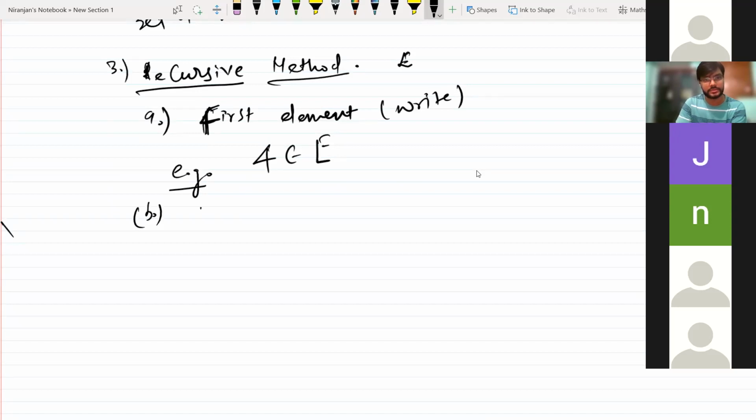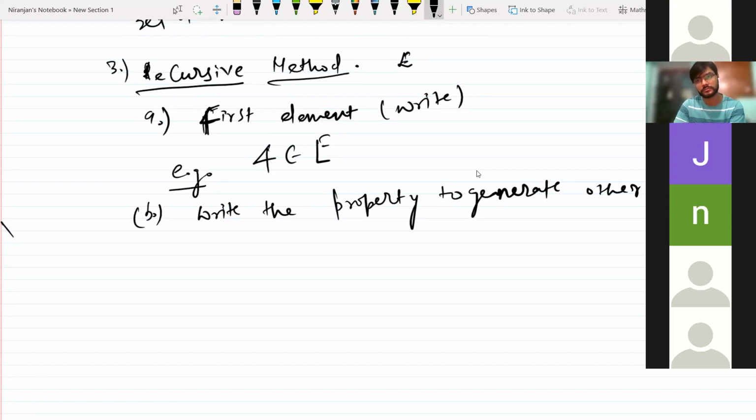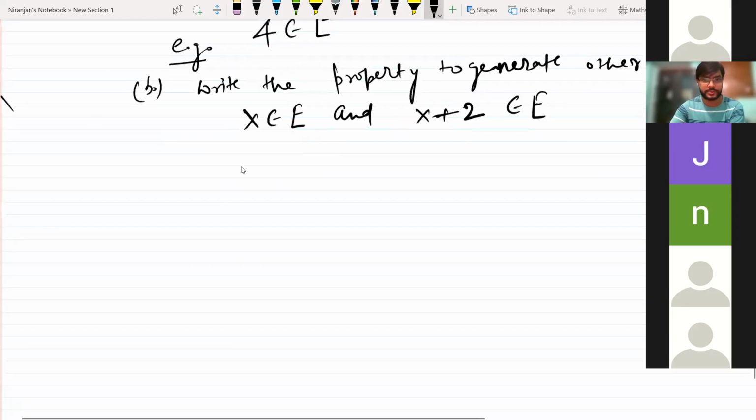What do you do next? Write the property to generate other elements. So how do you do that? You say that x belongs to E. You take a variable, and you don't write such that in this one. You write, and x plus 2 belongs to E. So this means that x belongs to E and x plus 2 also belongs to E.